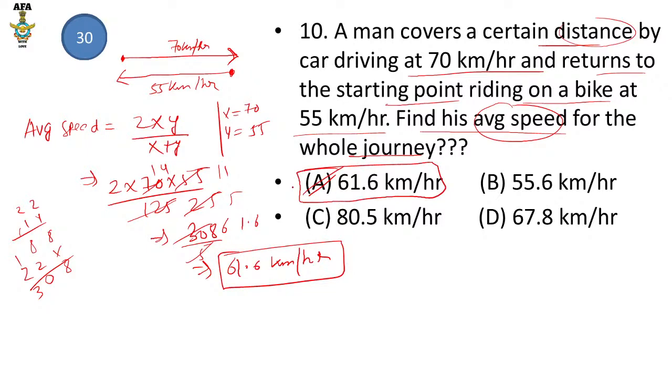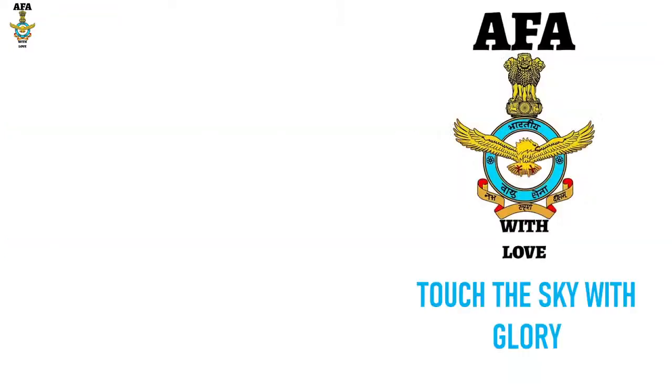A man covers a certain distance by car driving at 70 km per hour and returns to the starting point riding on a bike at 55 km per hour. Find his average speed for the whole journey. The formula is 2xy by x plus y, where x is 70, y is 55. Just remember this formula whenever the distance is the same in both cases, and you will get the answer very easily, guys. So we have solved 10 questions in this class.